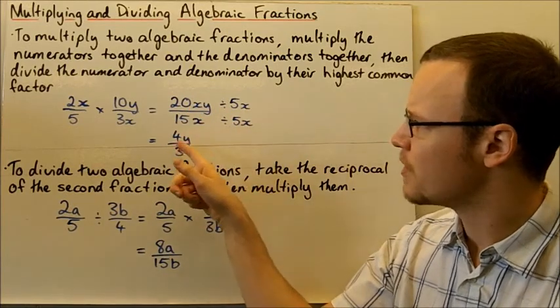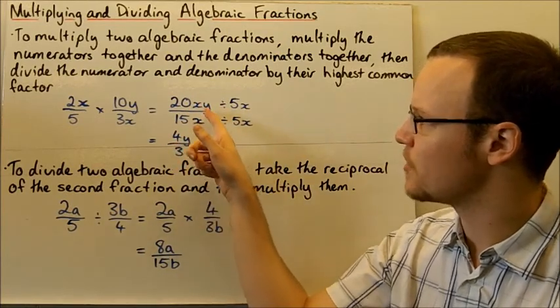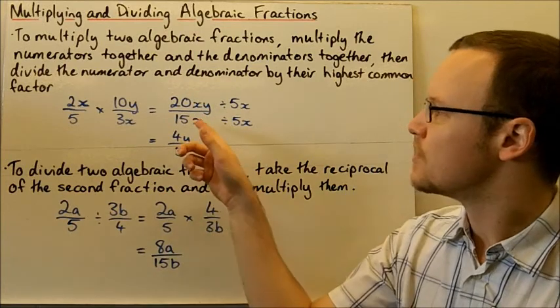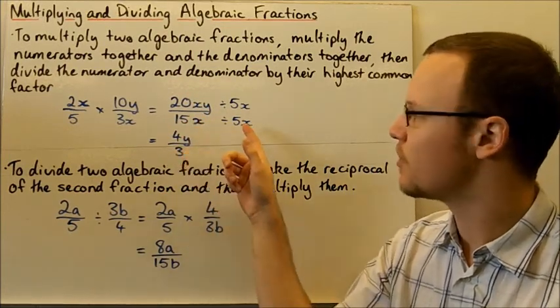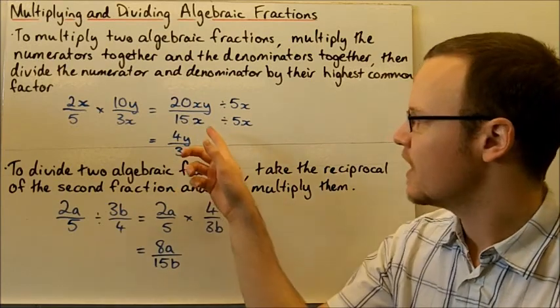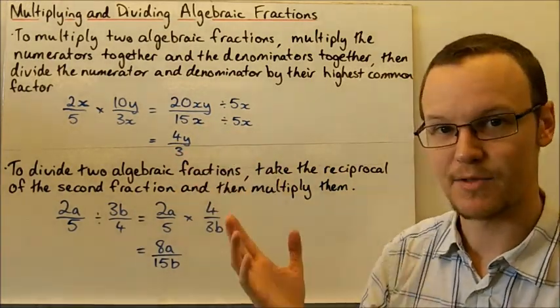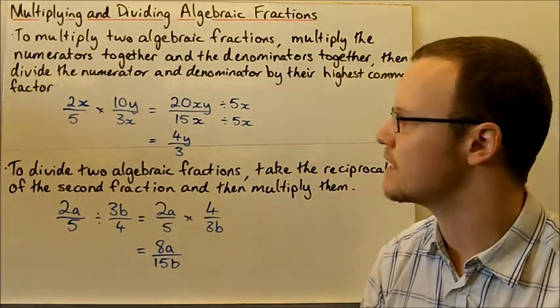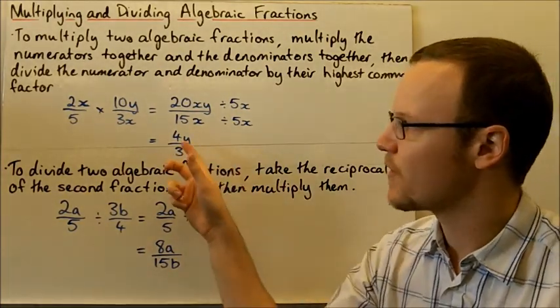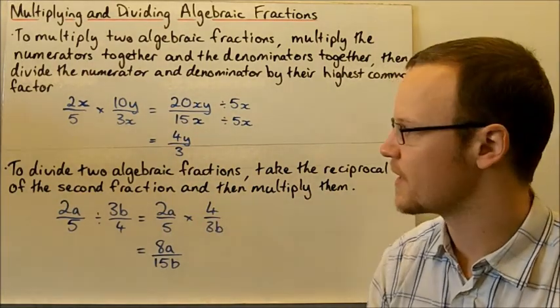Dividing by 5 will give 4, and dividing by x on the top line is going to leave y. Dividing the denominator, 15, by 5 will give 3, and dividing x by x gives 1. So that leaves us just with 3 as the denominator. So the simplified fraction is 4y over 3.